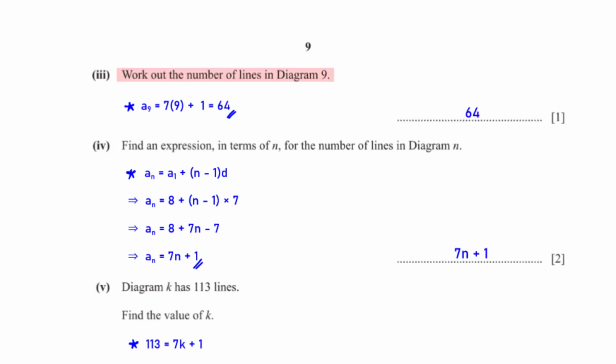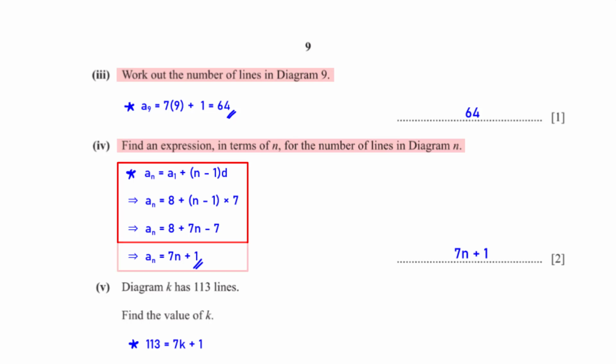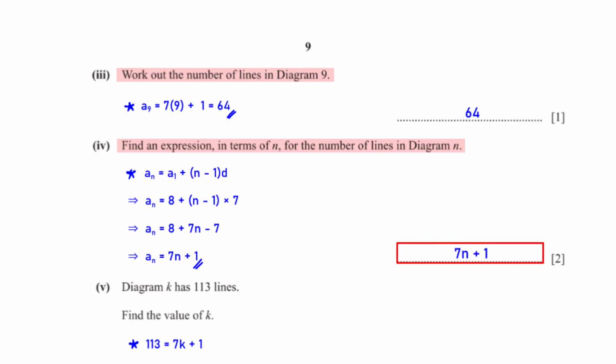Work out the number of lines in diagram 9. For this, let's solve the next question first, then we come back to this. Find an expression in terms of n for the number of lines in diagram n. Since the number of lines keeps increasing by a constant value, we can use this formula to get the nth term. A1, which is the number of lines in diagram 1, is 8. D, which is the common difference, is 7. When we expand the brackets, 7 times n is 7n. 7 times -1 is -7. When we group like terms, 8 minus 7 is 1, so we have 7n plus 1.